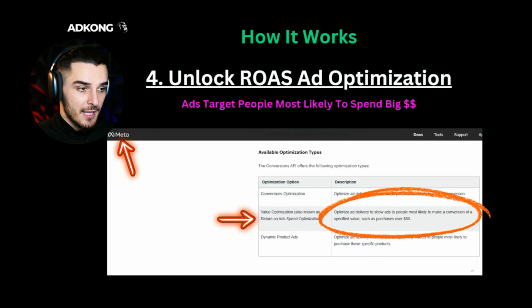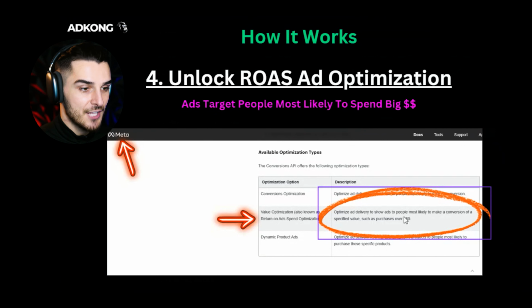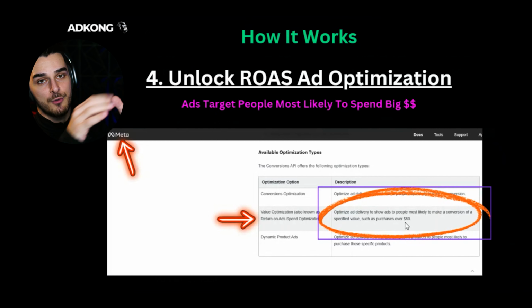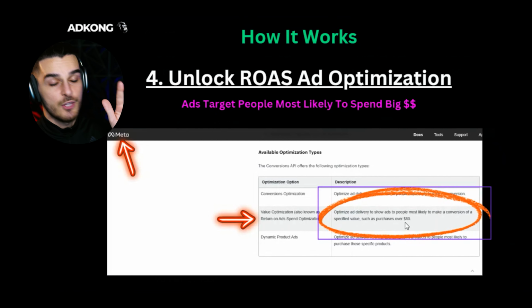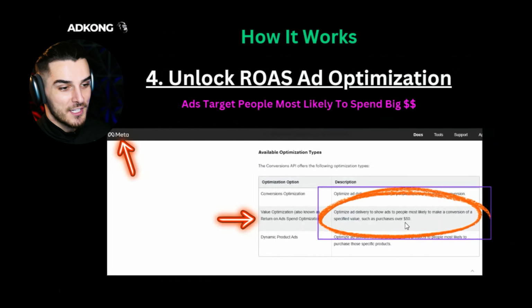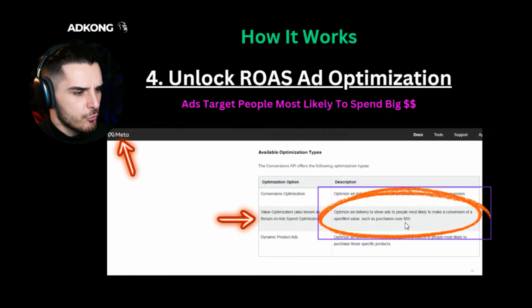And when you do that, Facebook will also allow you to unlock new types of optimization, such as conversion optimization or ROAS optimization, where it says right here, it'll optimize ad delivery to show ads to people most likely to make a conversion purchase of a specified value, such as purchases over $50. And again, because we actually identify how much money you collected from these leads, and then we send that back to the ad account, the AI model knows exactly what type of people spend the most amount of money with you. So when you turn this on, it's literally going to be targeting the people that are most likely to spend the maximum amount of cash with you, which is absolutely crazy when you really think about it.